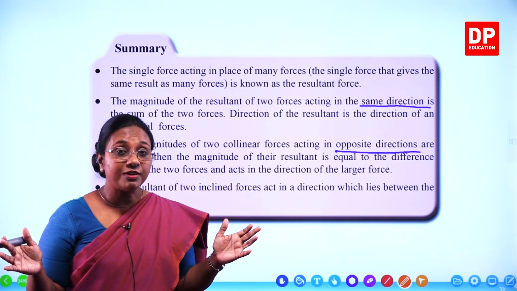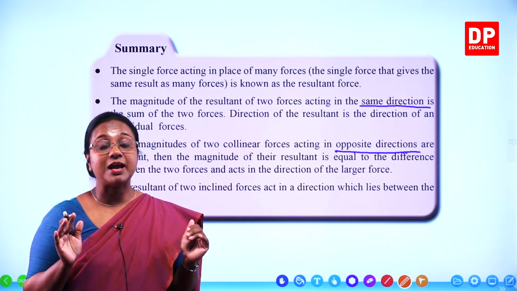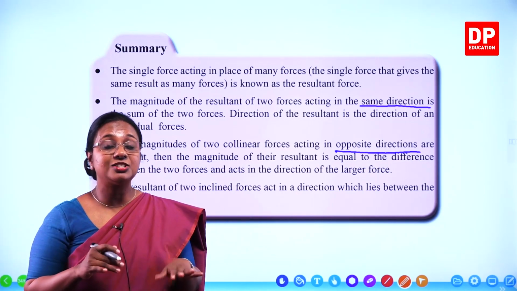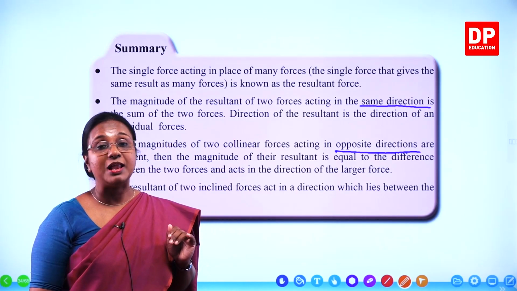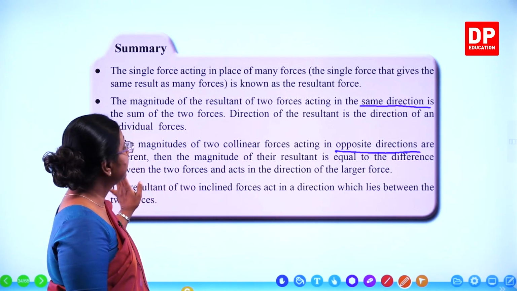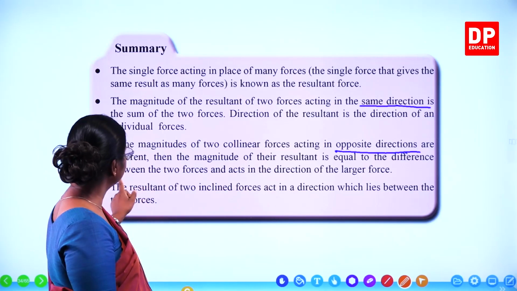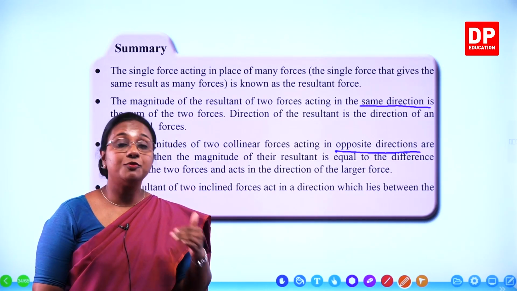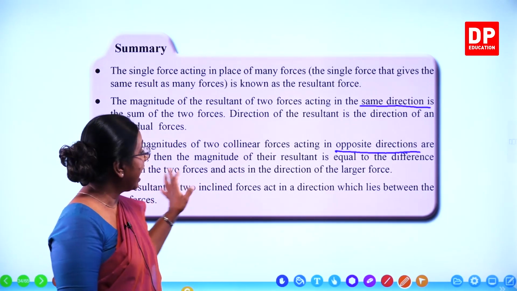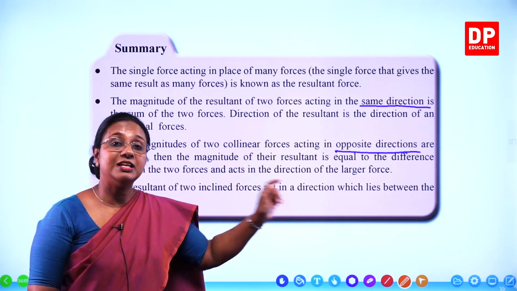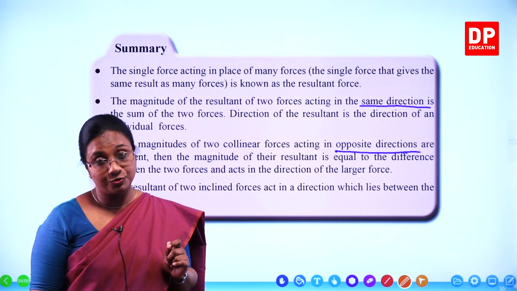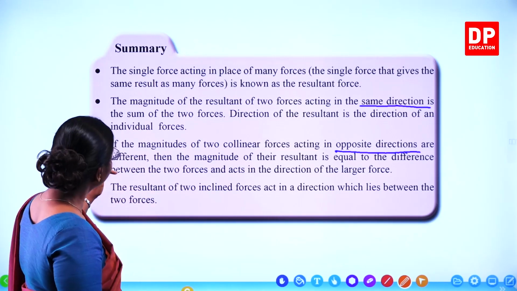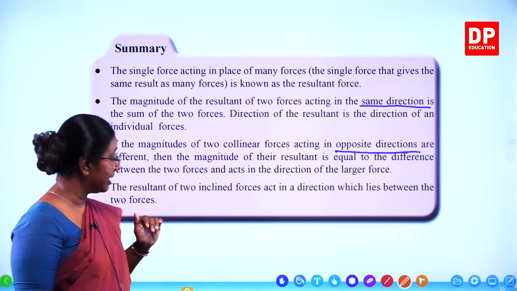When there were two forces with different magnitudes in the opposite direction acting along the same line of action, then the resultant is the difference between the two forces. Normally we subtract the lesser force from the higher force, and the direction of the resultant is in the direction of the larger force. That is how we calculated the resultant there.